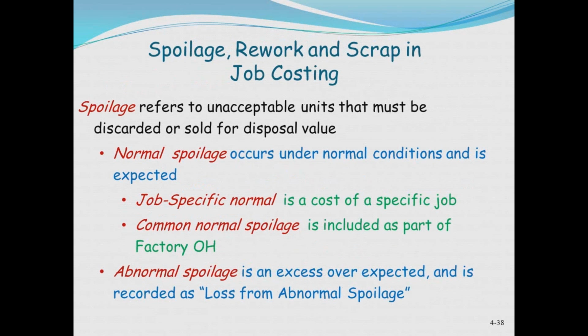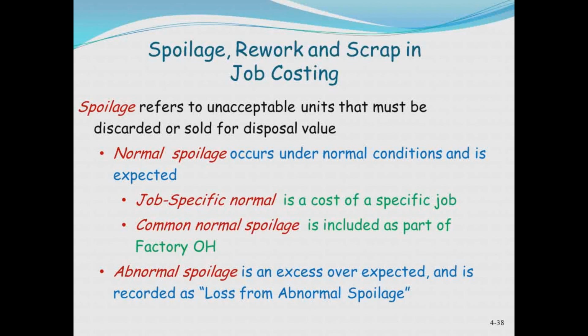Okay, spoilage, rework, and scrap, which I'll just briefly discuss. Spoilage refers to units that must be discarded or sold for disposal value because they just aren't up to your standard. And spoilage can be broken down into normal spoilage and abnormal spoilage. You expect spoilage. If you're building a couch and you're getting all these 2x4s, you get an 8-foot long 2x4, you only need 7.5 feet. That other half a foot is spoilage. If it can't be used as another part, it could be just sold for sawdust or whatever it's going to be sold for.